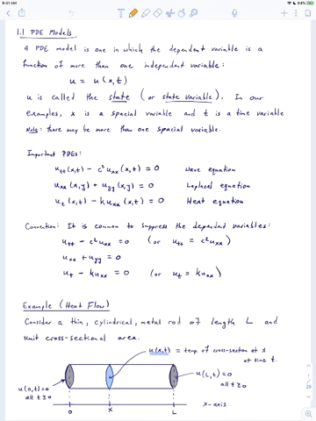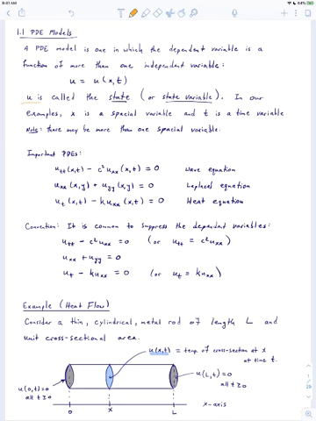In this video, we'll look through the lecture notes for section 1.1 on PDE models. A PDE model, where PDE stands for partial differential equation, is one in which the dependent variable is a function of more than one independent variable. So we'll very often use the letters x and t, x standing for a spatial variable and t standing for a time variable. We call u the state or the state variable.